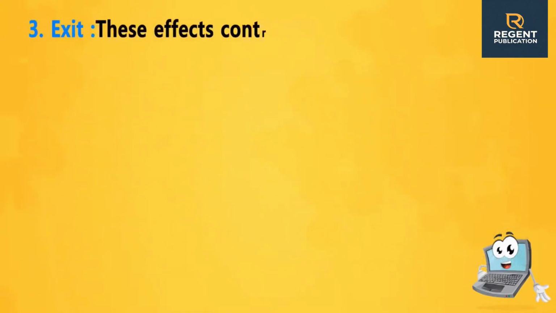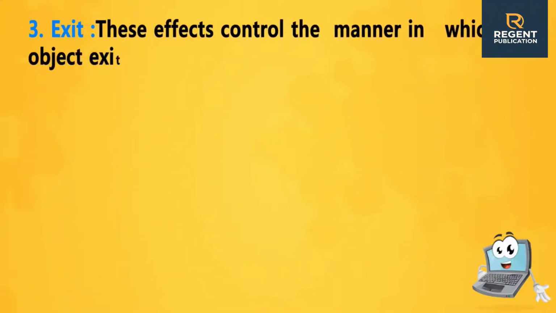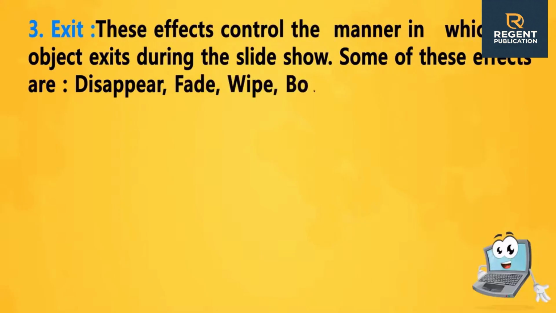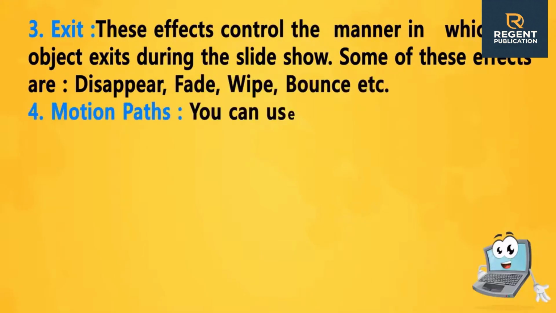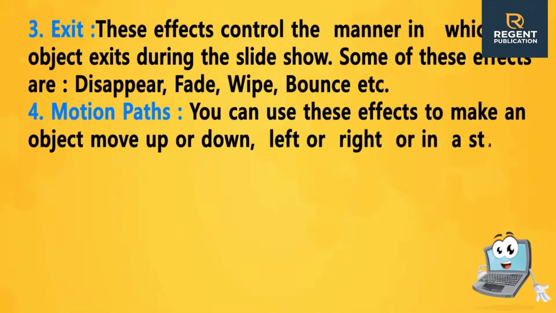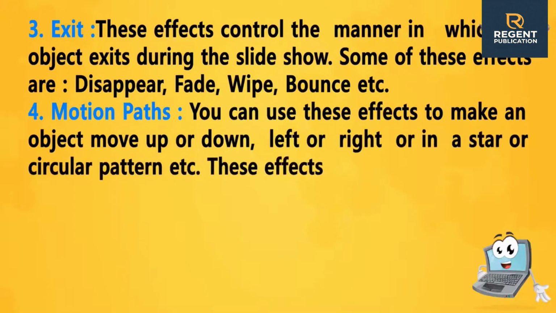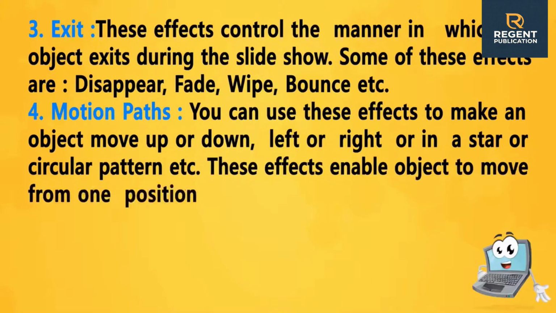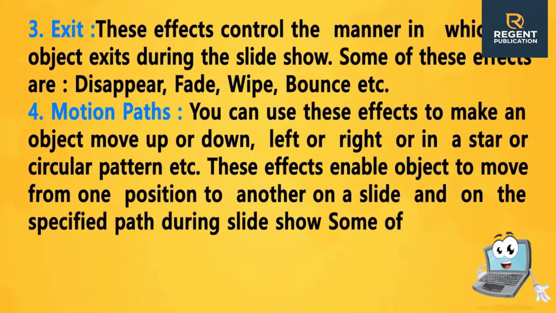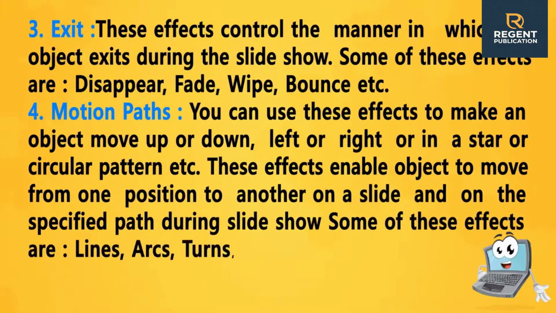Exit. These effects control the manner in which the object exits during the slideshow. Some of these effects are disappear, fade, wipe, bounce, etc. Motion paths. You can use these effects to make an object move up or down, left or right, or in a star or circular pattern, etc. These effects enable an object to move from one position to another on a slide and on the specified path during the slideshow. Some of these effects are lines, arcs, turns, loops, etc.